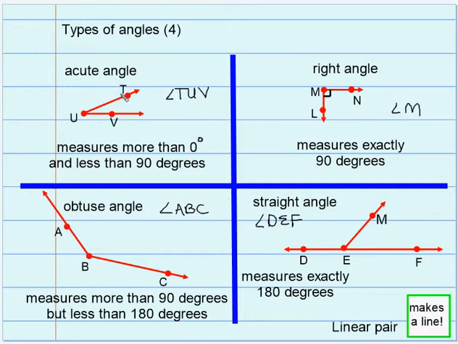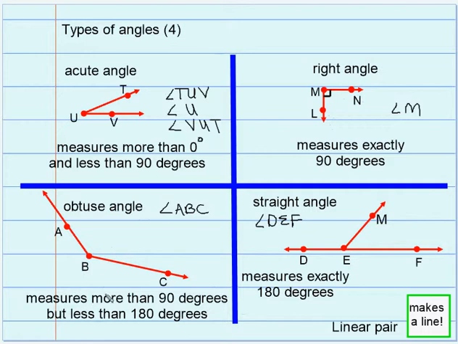We have an acute angle, angle TUV, or angle U, or angle VUT. It measures more than 0 degrees and less than 90 degrees. That's an acute angle. Right angles are going to have the little box there, or they'll tell you that they are perpendicular. They measure exactly 90 degrees, and in this case I called it angle M, but I could also call it NML or LMN.